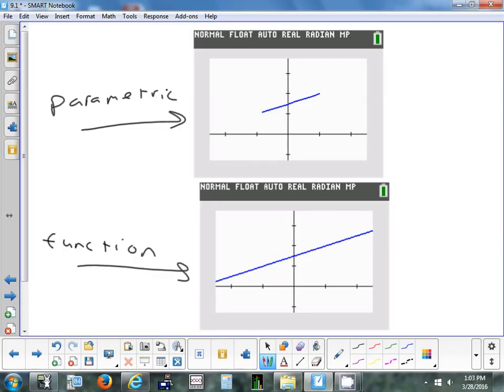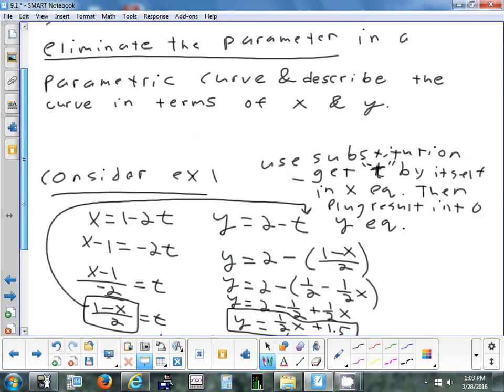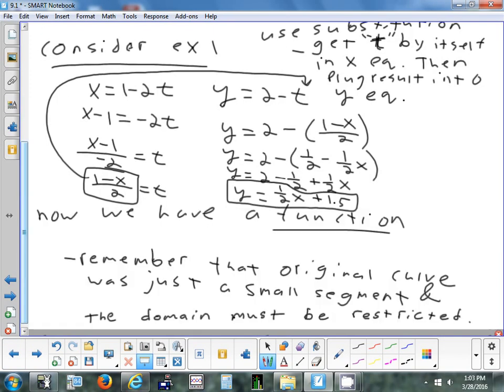What's different about the function one? It's continuous. Right. Just a line, and it just goes on forever. The domain here is negative infinity to infinity, so it goes on forever. So all we really want is part of that. What we have to remember is that the original curve we drew was only a small segment of that picture. So we have to account for that. So what I have to do is restrict my domain.